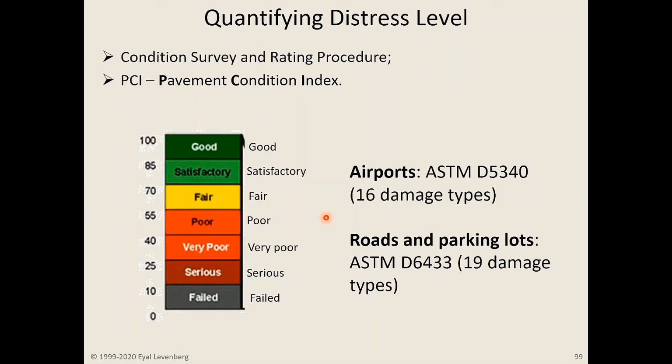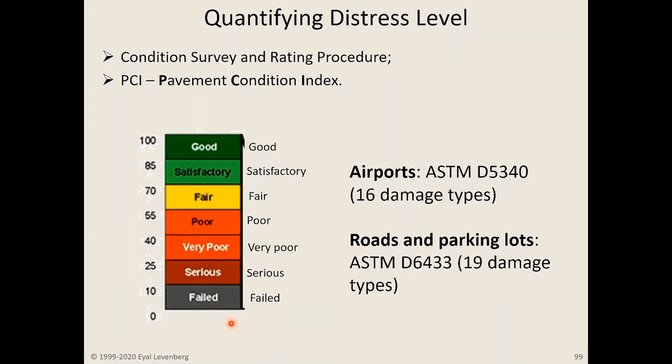Now, the quantification of distress is commonly done by performing condition surveys and rating the observed damages at the surface. And one of these techniques is called the PCI. This stands for Pavement Condition Index. And the PCI is a method that was originally developed in the 1970s for the US Department of Defense. The idea is to be able to rate a pavement from 0 to 100 or from fail to good.